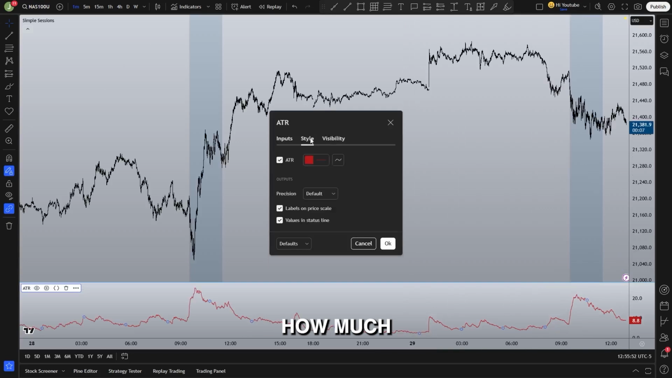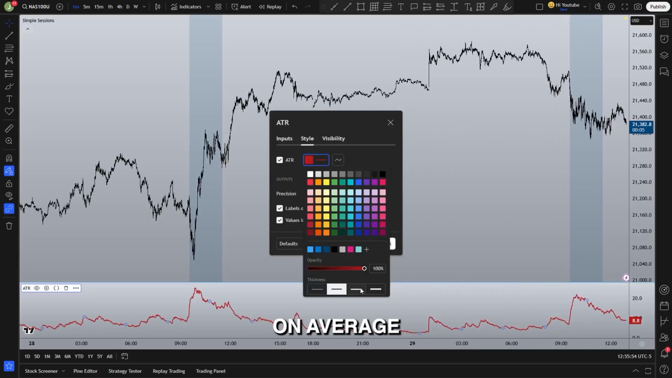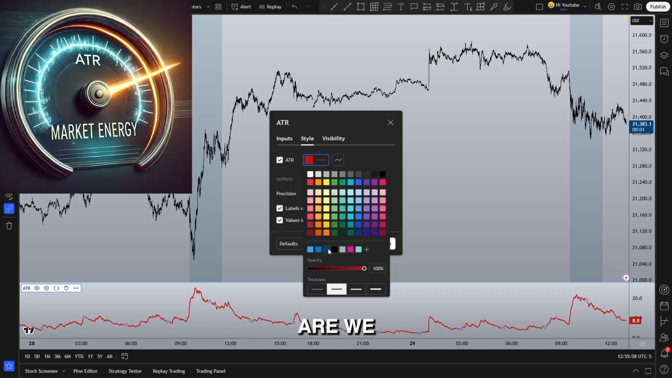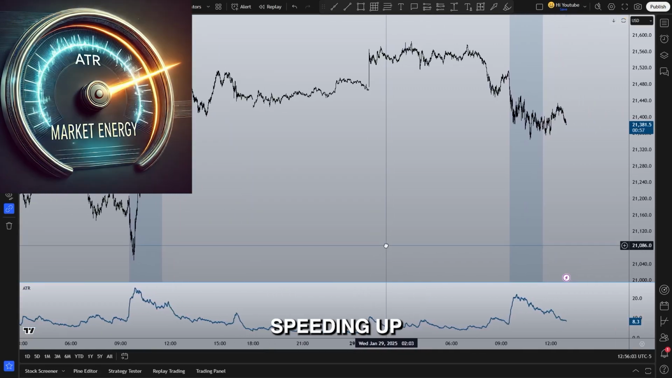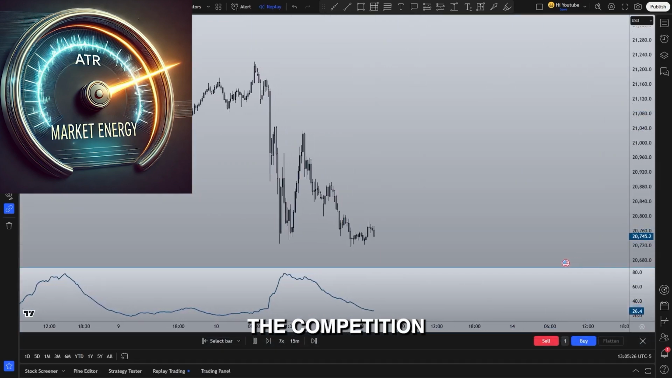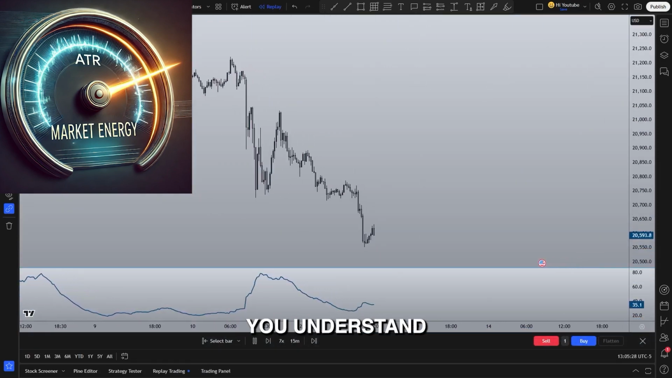The ATR tells you how much the price of an asset is moving on average over a specific period of time. Think of it like the market speedometer. Are we cruising along at a steady pace? Maybe we're slowing down for a turn. Or are we speeding up, getting ready to overtake the competition in a straightaway? That's what ATR helps you understand.